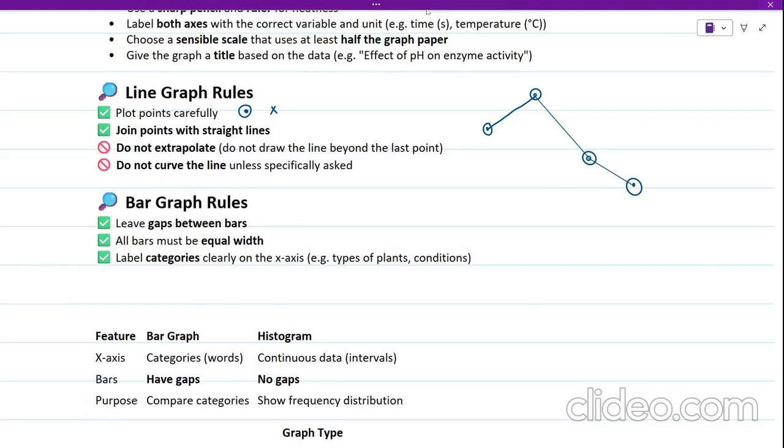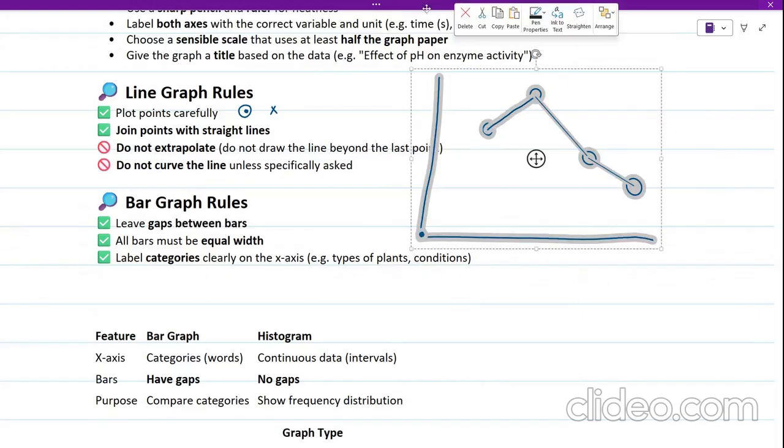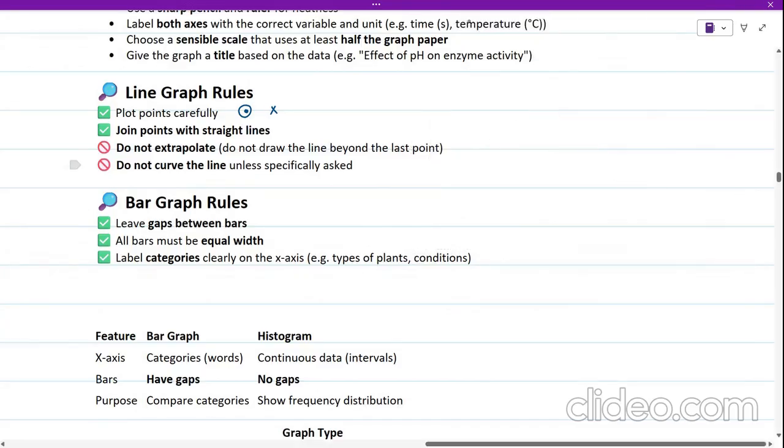Another thing, do not extrapolate the graphs. Do not draw or extend the line beyond the last point. For example, if this was not meeting the origin, you do not have to extrapolate or force it to join the origin. Just leave it as it is, or just plot the numerical values they have given you in the table. So this was the other point.